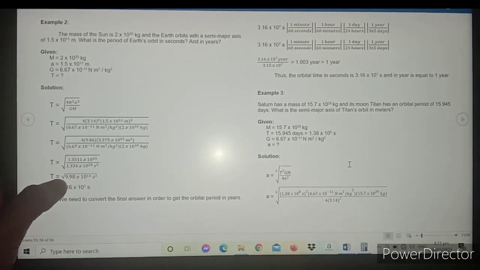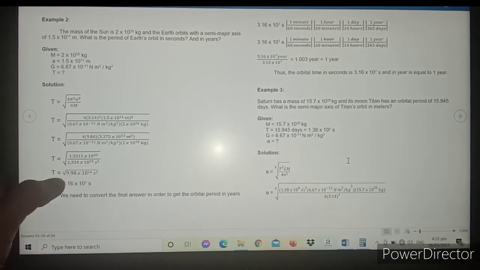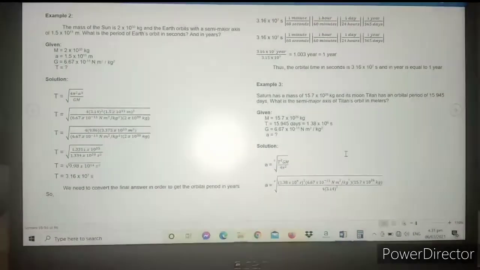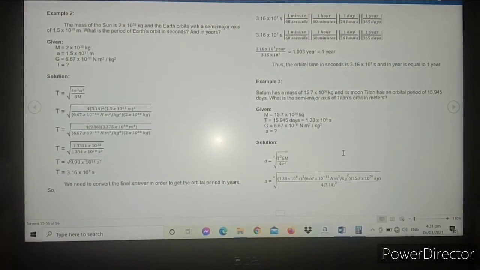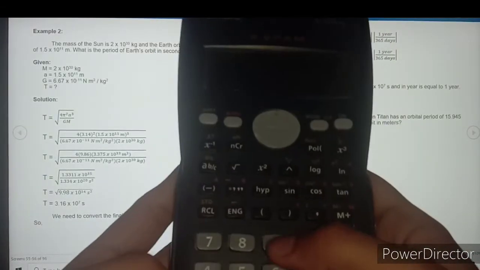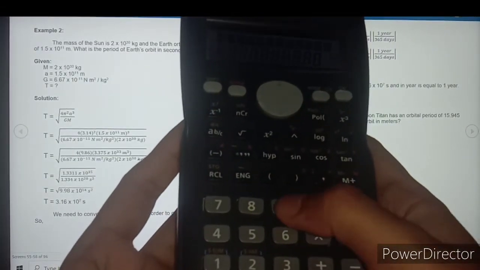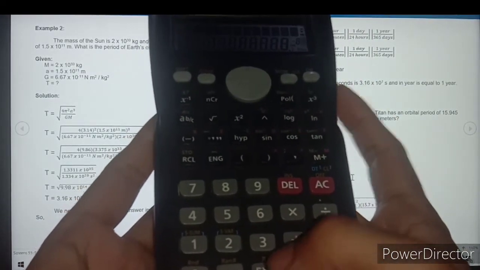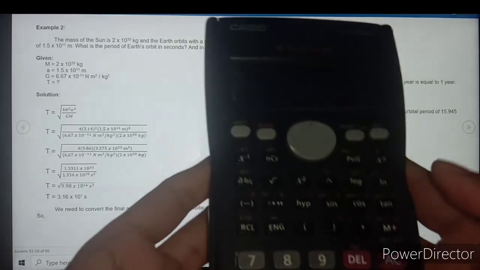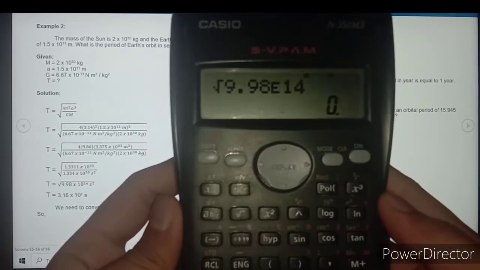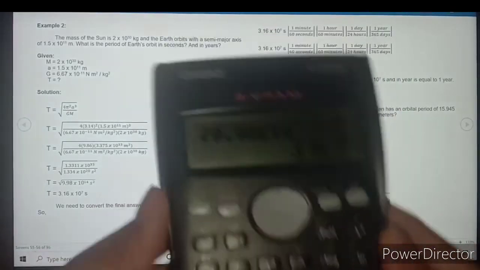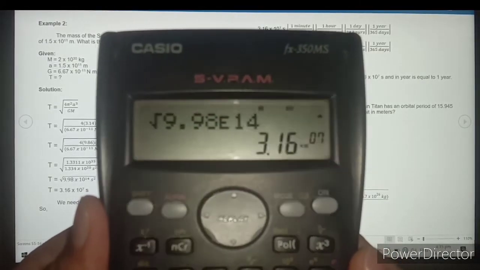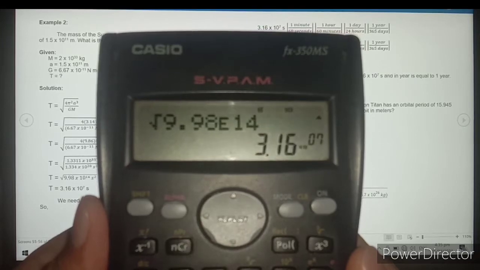Pero, meron pa rin kasi tayong square root dito. That's why, this answer, you must get its square root. So, ibig sabihin, square root 9.98 times 10 or yung exp natin. Ano yung ating exponent? We have 14. Okay? So, equals, ayan po yung magiging answer niya. 3.16 times 10 raised to 7.